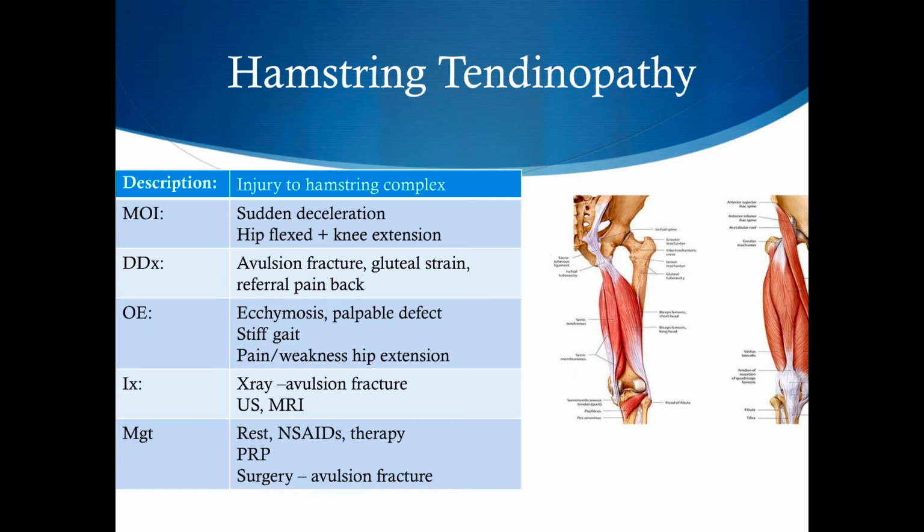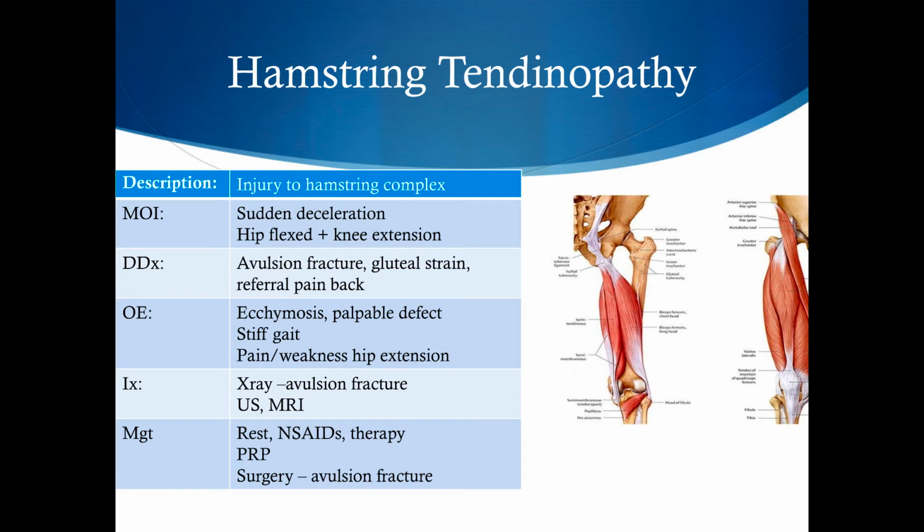Hamstring tendinopathy is also a cause of posterior hip pain. Oftentimes it involves a sudden deceleration with the hip in a flexed and knee extended position. Commonly water ski sport or injury, or if they're having a problem where they suddenly decelerate in soccer, can cause this kind of problem. In terms of the differential, you want to be always thinking about an avulsion fracture, again, particularly in the younger athletes, a gluteal strain, or again, referral from the back.